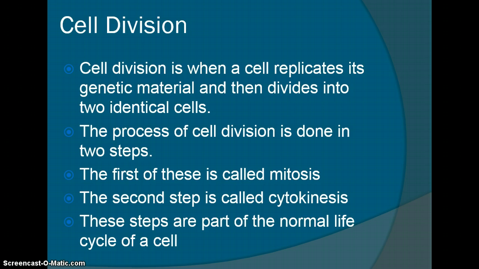So cell division. Cell division is when a cell replicates its genetic material and then divides into two identical cells. The main part of this is that it has to replicate the genetic material and then divide into two identical cells. The process of cell division is done in two different steps. The first of these is called mitosis, and the second one is called cytokinesis. These two parts of cell division are part of the normal life cycle of a cell, and that's what we're going to look at next.